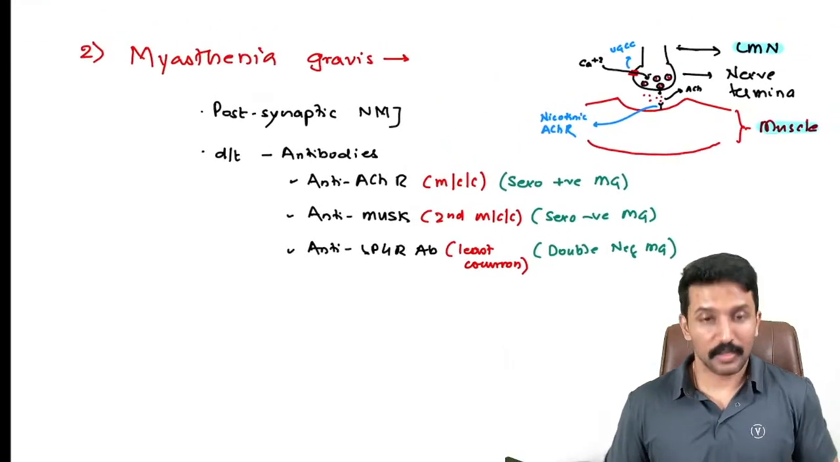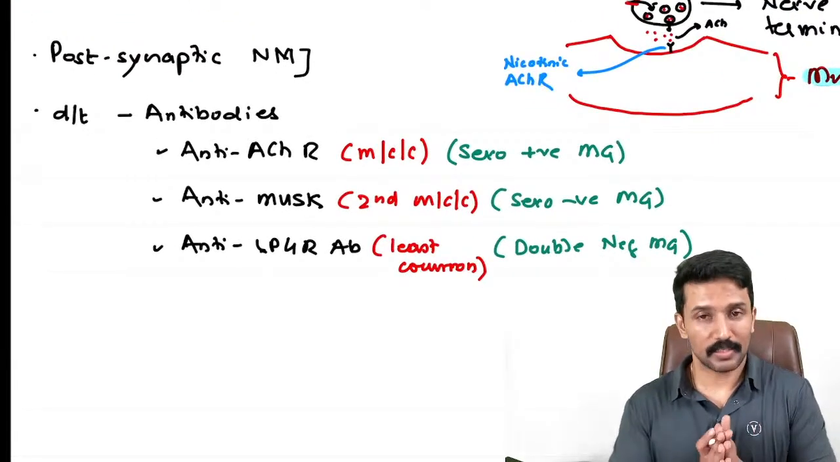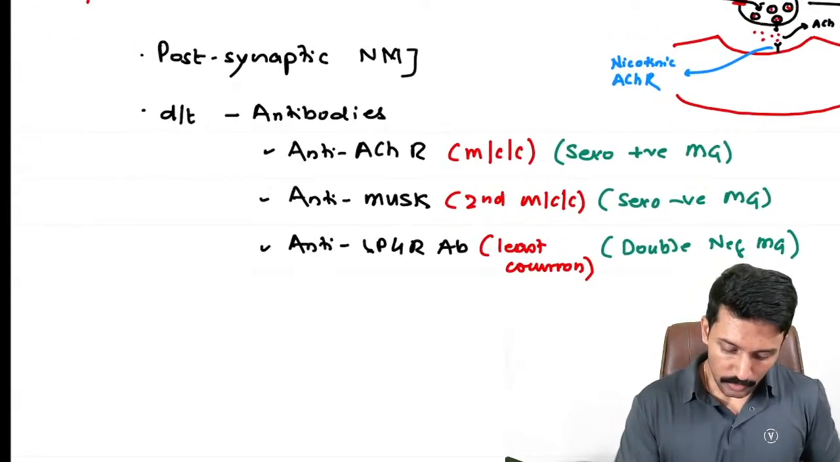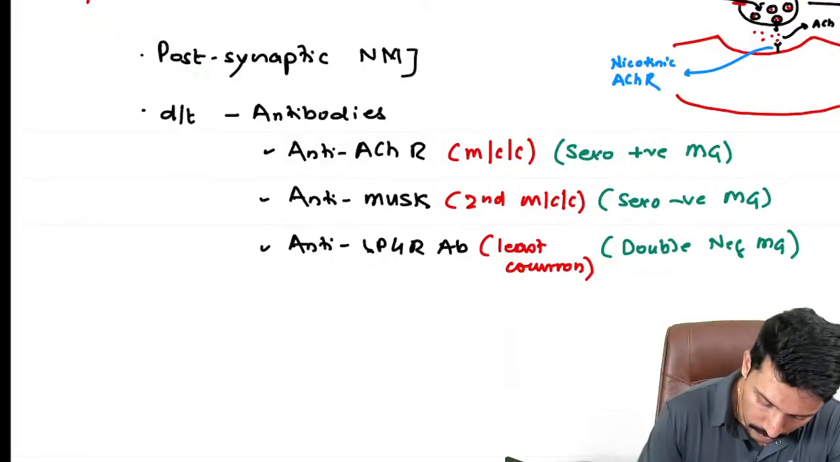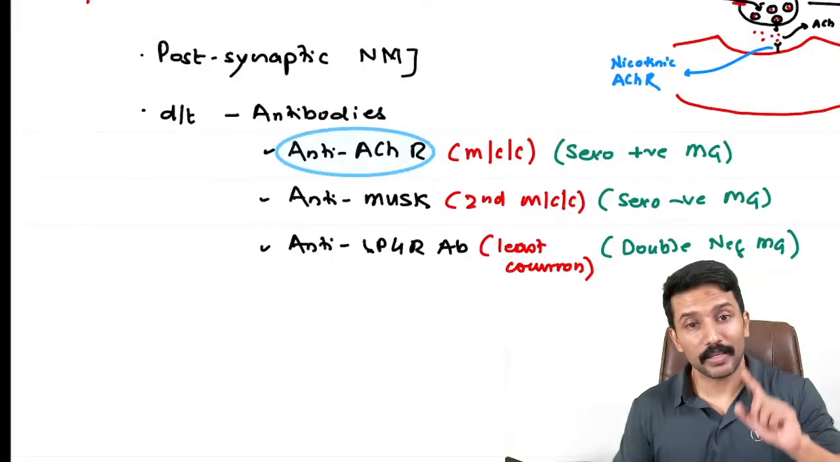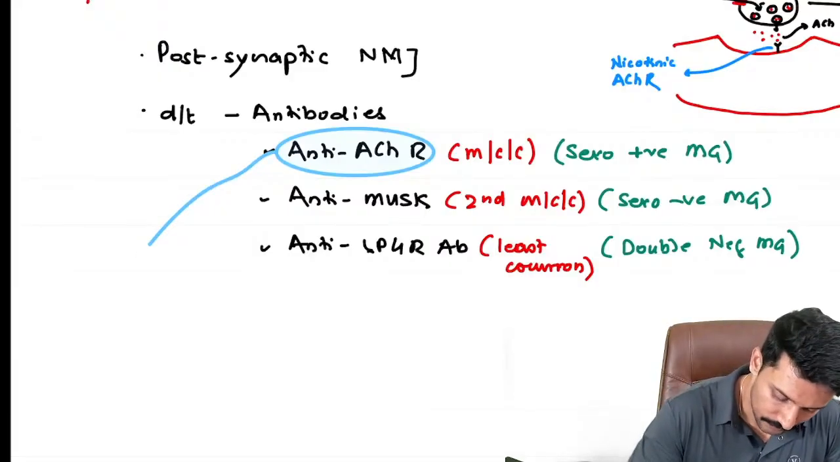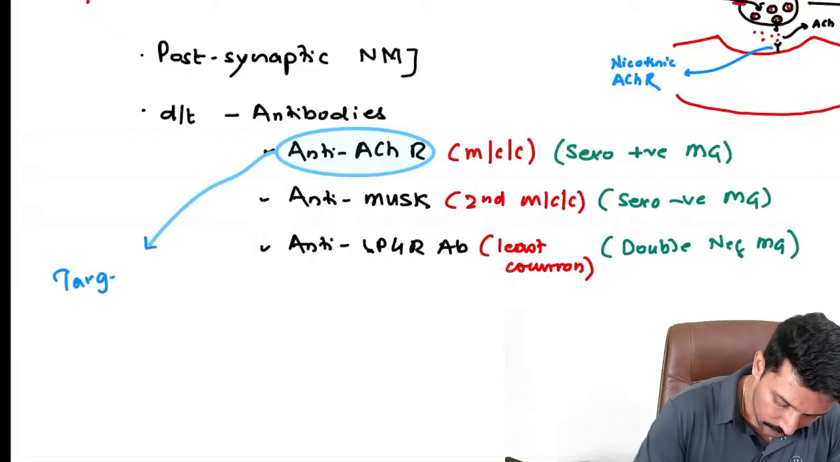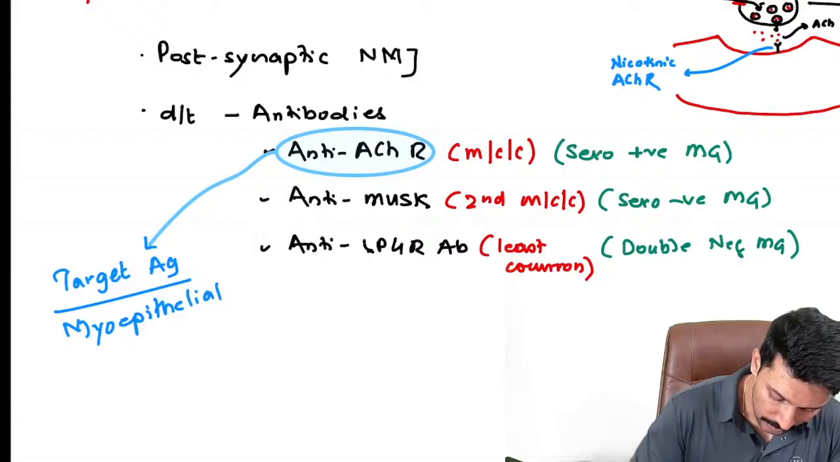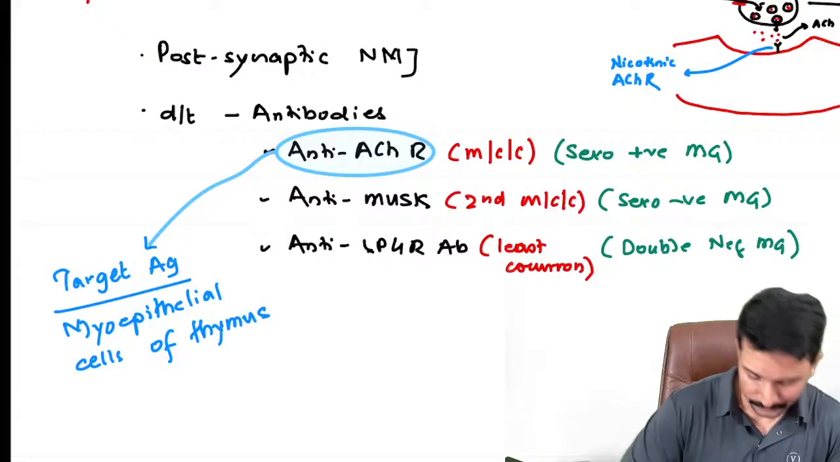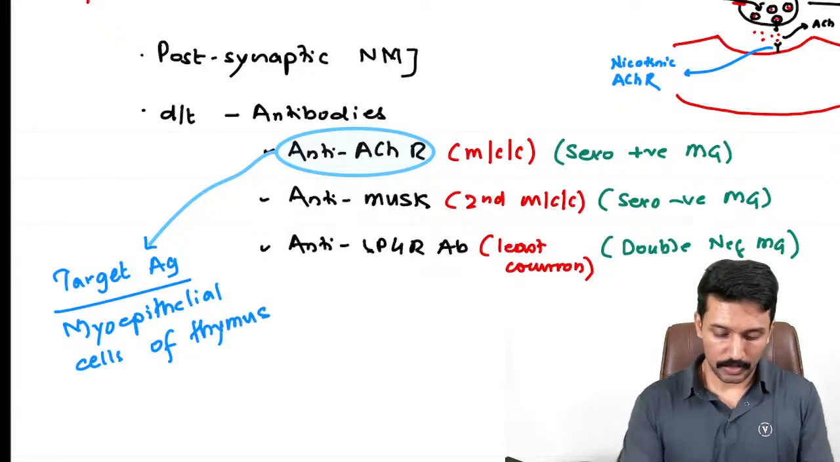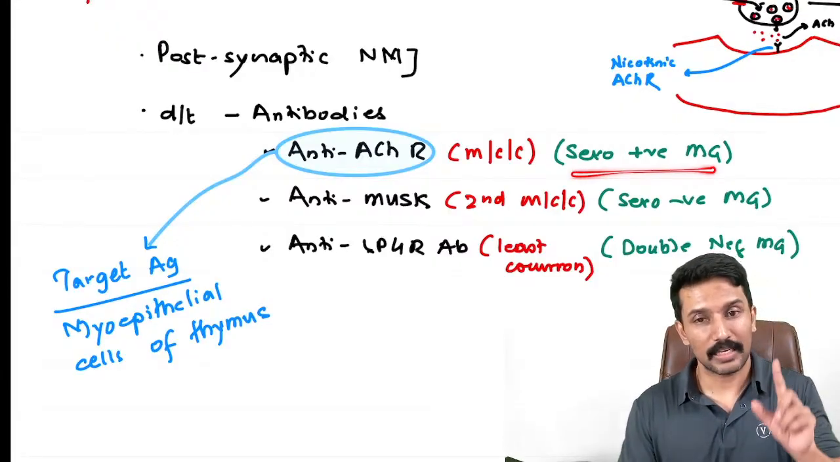And the important point to note here is why we should know this antibody status. For this particular antibody, we know where its target antigen is, right? So for this antibody, where is the target antigen? The target antigen for this antibody is in the myoepithelial cells of thymus gland. And that's why if it is a seropositive myasthenia gravis patient, thymectomy will be useful.